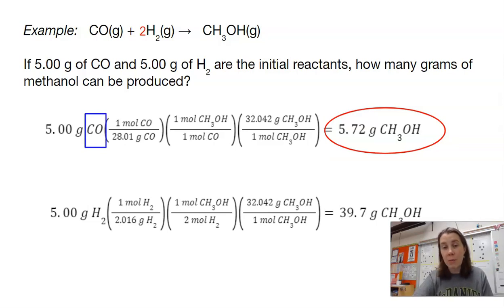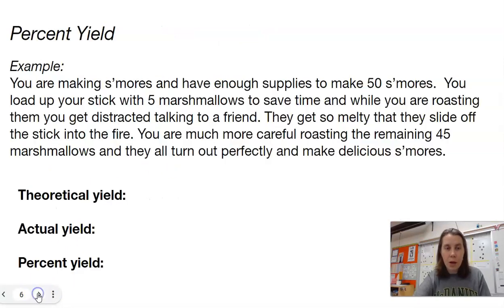All right, so you can see it makes a big difference if you're doing grams of something versus moles, because we had equal grams here, but carbon monoxide is a lot bigger, and so will not give you as much product. All right, so the last thing I want to do is percent yield.